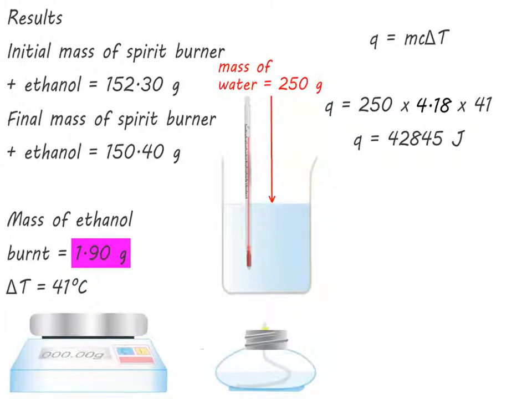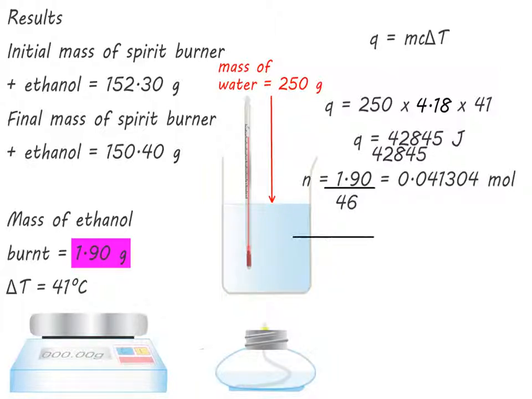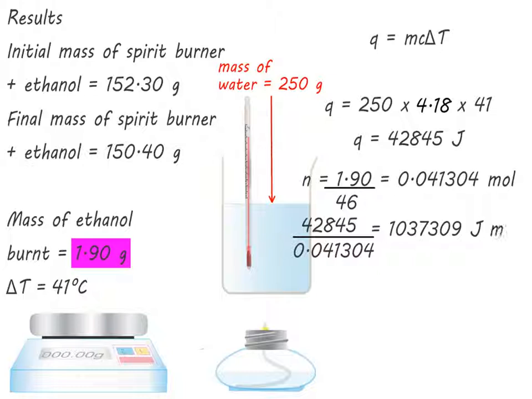With enthalpy changes of combustion, we need to find the energy exchanged for 1 mole of substance being burnt. We find the number of moles of ethanol burnt, which equals 1.9 divided by the molar mass of ethanol, which is 46 grams per mole. Then, if we divide the quantity of heat exchanged by the number of moles of ethanol burnt, we find the quantity of heat exchanged for 1 mole of ethanol. To convert this to kilojoules per mole, we divide this number by 1000.